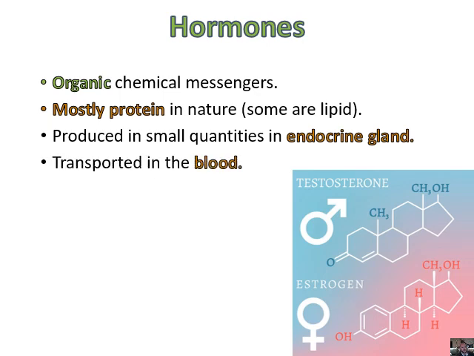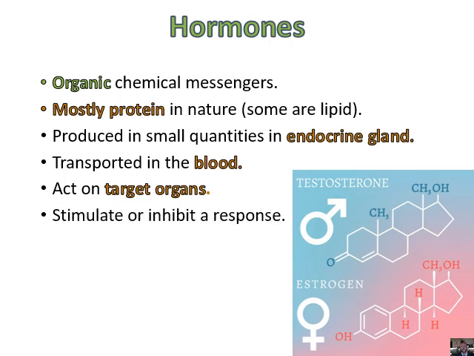So it is transported in the blood and it goes directly to where it needs to. I've put a diagram of testosterone and estrogen just to take up some extra space over here. But it acts on target organs, and target organs are things like your muscles, your heart, the thyroid itself, stomach. Remember when we did digestion, the release of certain enzymes comes from this whole situation as well. So you can either stimulate or inhibit a response.